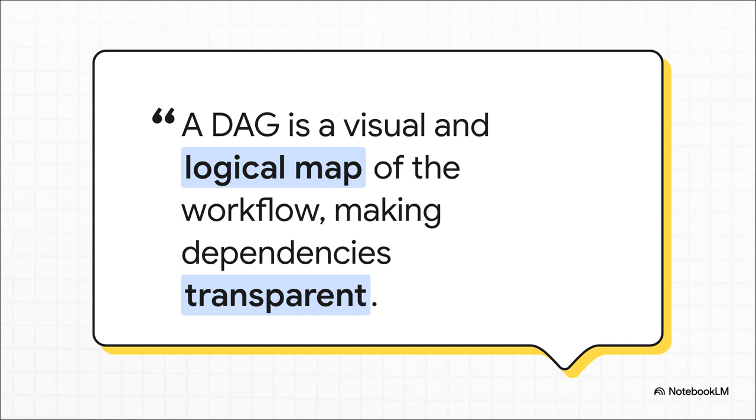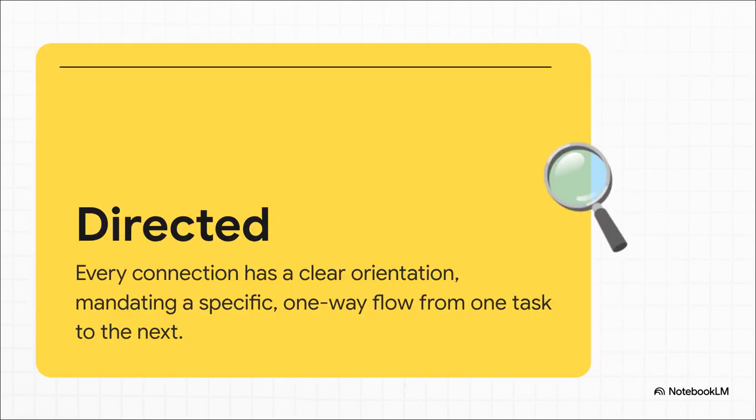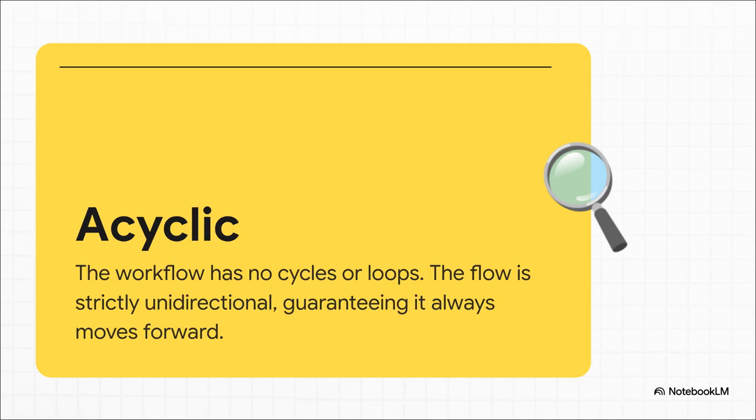It's common sense, right? You can't frost the cake before you bake it. And in our world, you can't train a model before your data is clean. The order is everything, it's non-negotiable. Okay, first up, directed. This just means every connection is a one-way street. The workflow has a mandated direction, a strict sequence. Task A has got to finish completely before Task B can even think about starting. No shortcuts, no ambiguity.